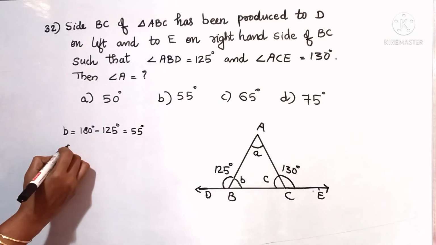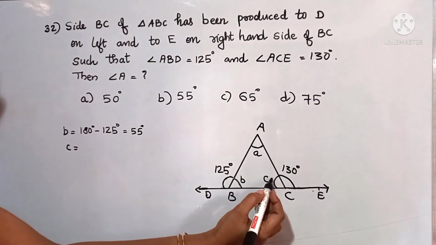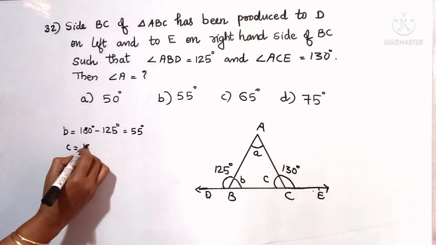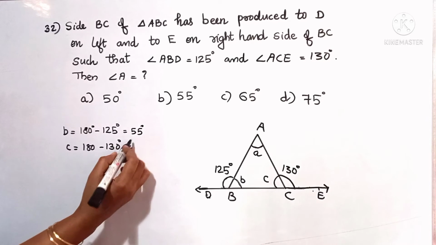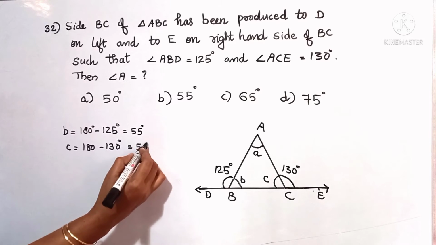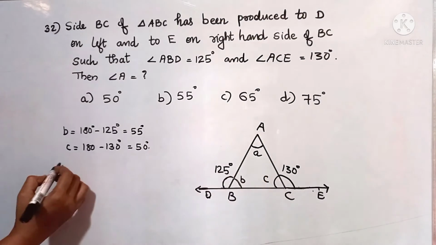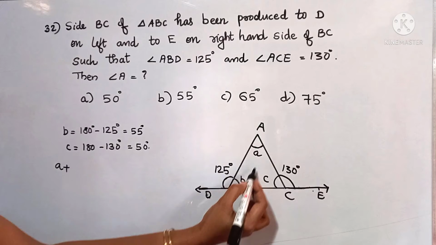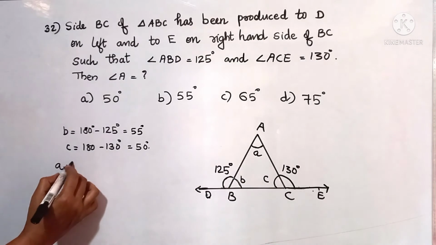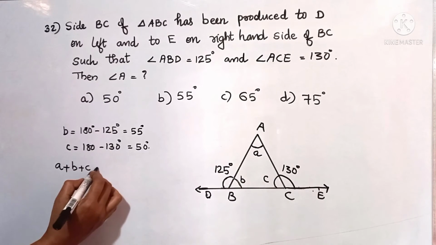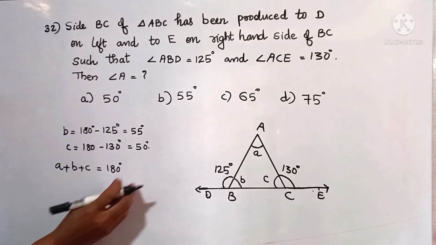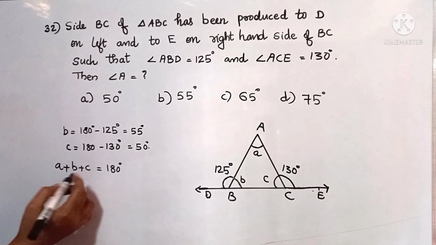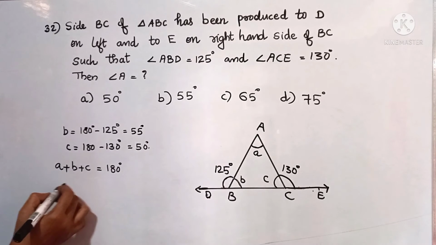Similarly, angle C also we can find. Angle C is equal to 180 minus 130 degrees. The same result, it is a linear pair. So we get 50 degrees. Now you can see A, B and C are the interior angles of a triangle. We know that the sum of interior angles of a triangle is equal to 180 degrees. We are using the angle sum property here and substituting the values of B and C.